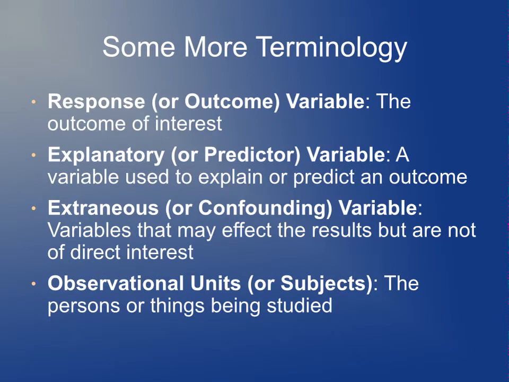Some other terminology related to experiments: the response or an outcome variable is the outcome of interest. It could be whether or not a person develops lung cancer. An example we're going to give here in a second, whether or not a person develops polio. An explanatory or a predictor variable is a variable that can be used to explain or predict the outcome. For example, you might think that smoking could cause lung cancer. You might think that the Salk polio vaccine will decrease your chances of getting polio.